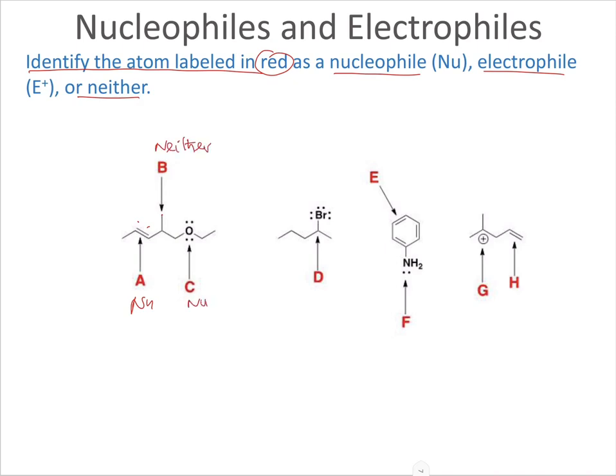This is a nucleophile because of the lone pairs on oxygen. This is going to be an electrophile because the bromine here is more electronegative, so therefore the carbon here is going to be more electropositive and deficient in electrons. This is going to be a nucleophile, this is going to be a nucleophile, this is going to be an electrophile, and this one is going to be a nucleophile.